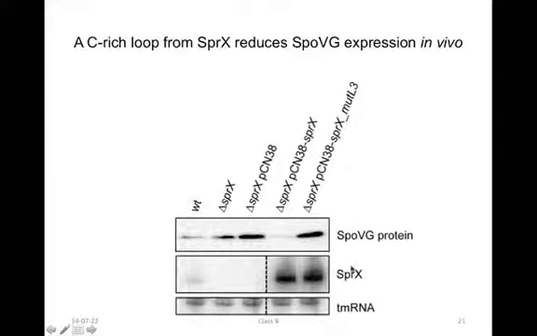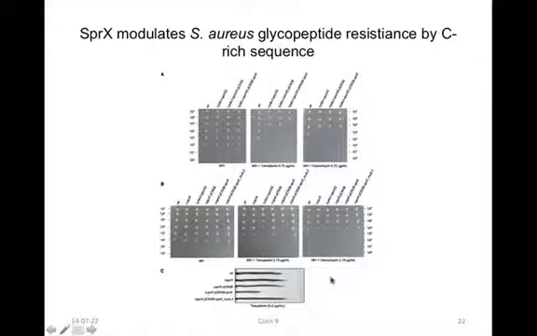And if you can see at the bottom, SPRX is expressed in both these lanes, so you know it's expressed. It's just slightly different in the structural conformation, and that structure allows it to bind SPO-VG. In this last slide, they're showing the antibiotic susceptibility again, based on the L3 region. And that's that paper.